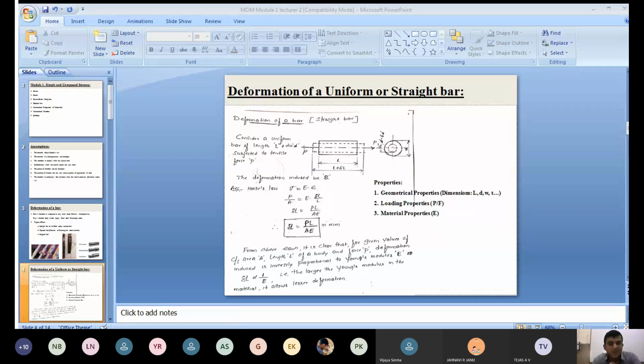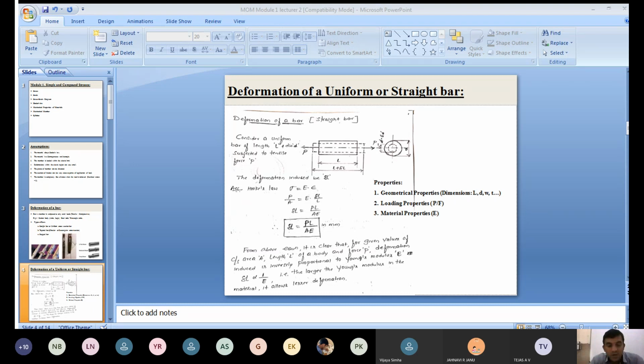If the Young's modulus of the material is more, take the same component made up of different materials, having different Young's moduli. The material with the higher Young's modulus undergoes lesser deformation. That is the physical meaning.